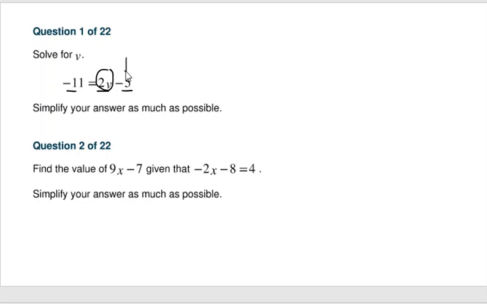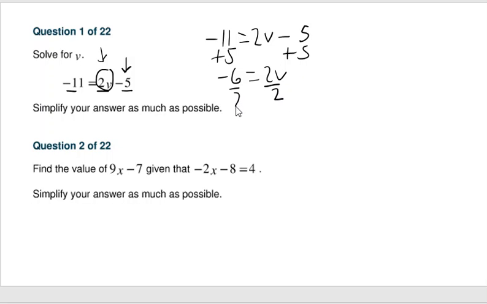And you always get rid of the addition or subtraction part first. And whatever you do on one side of an equation, you do the same thing on the other side. And then you get rid of the multiplication or division part. Okay, so if you have negative 11 equals 2 times V minus 5, you're first going to add 5 to both sides. So that would be negative 6 equals 2 times V. And then to get rid of the multiplication of 2, you divide by 2. So you know that V equals negative 3.